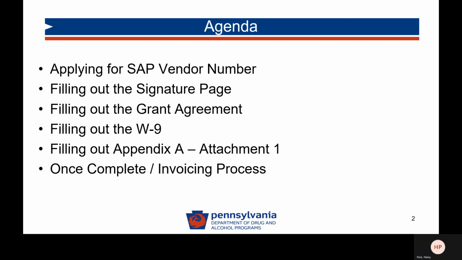Throughout this video, we will touch on applying for the SAP vendor number, filling out the signature page, filling out the grant agreement, filling out the W-9, filling out Appendix A Attachment 1, what to do once these are complete, and what the invoicing process will look like. You can find all of these documents in your award letter on the DDAP funding page, which your award letter will link to.